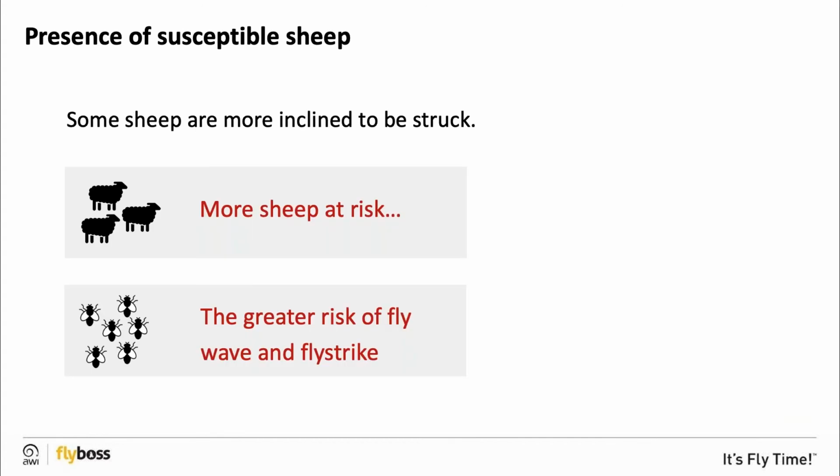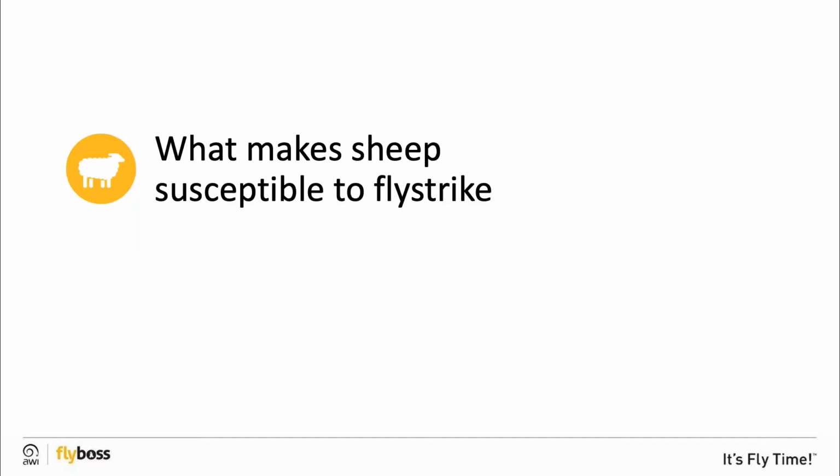The final requirement for fly strike is susceptible sheep. Some sheep are more inclined to be struck than others and are at more risk than others. The number of susceptible sheep is a key factor in influencing the extent of fly strike in a mob. The more sheep at risk in the mob, the greater risk of a fly wave occurring. So, what makes sheep susceptible to fly strike?